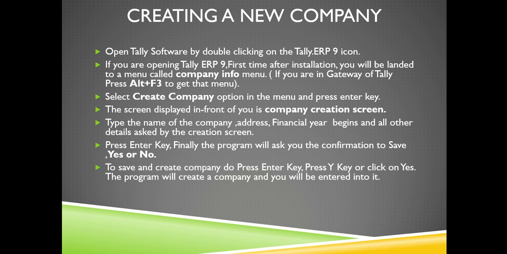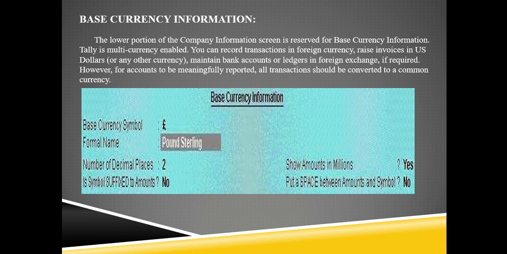In that you need to type the name of the company, address, the financial year from which it begins, and all other details asked by the creation screen. Once you finish that, you need to press the enter key and finally approve it by telling yes or no to save it. So to save and create the company, press the enter key, then press the Y key or click on Y. Yes, the program will create the company.